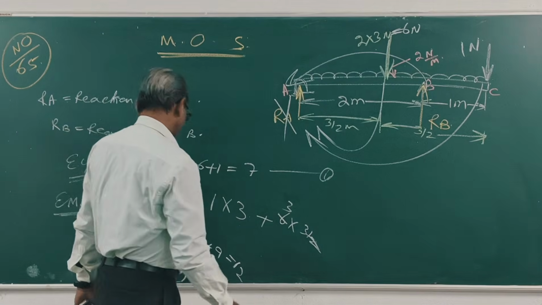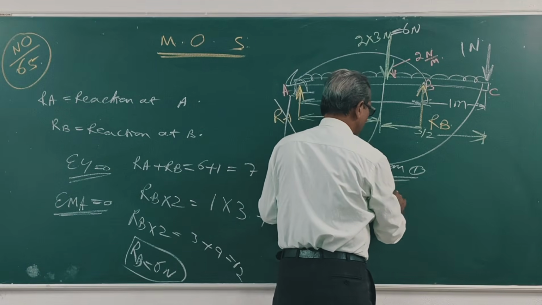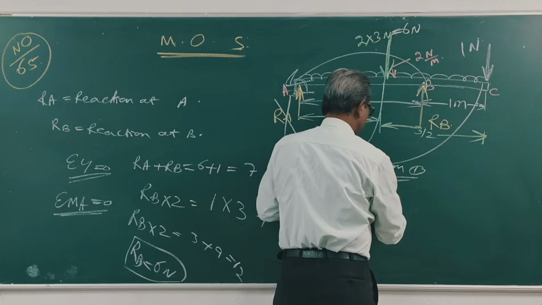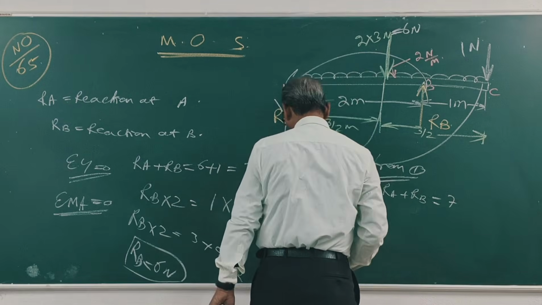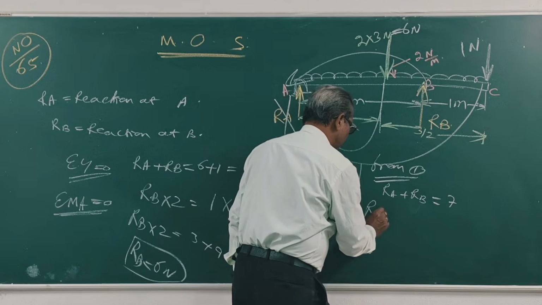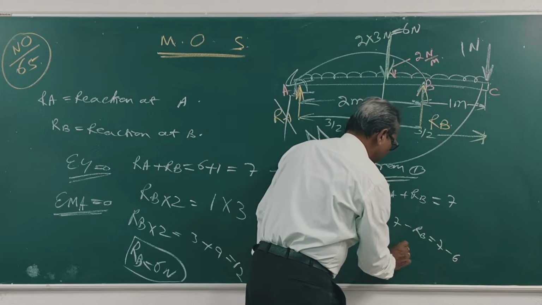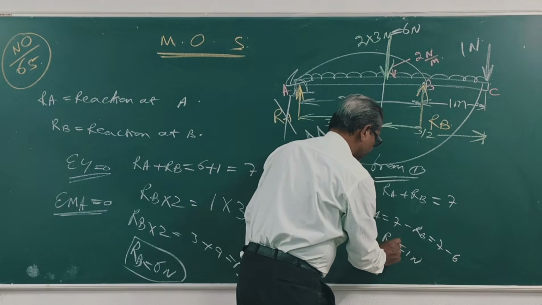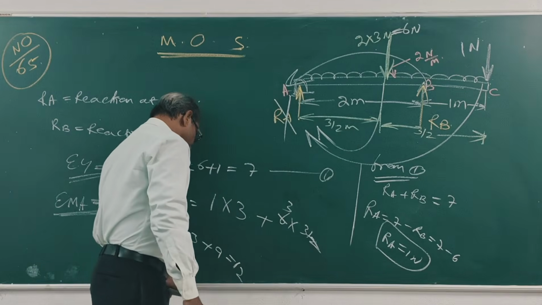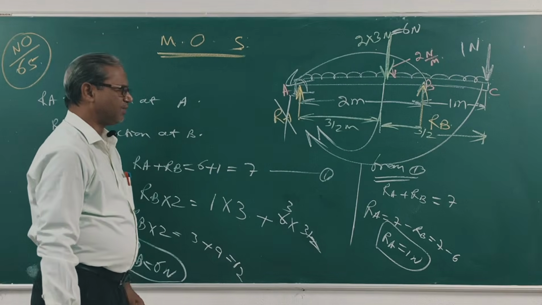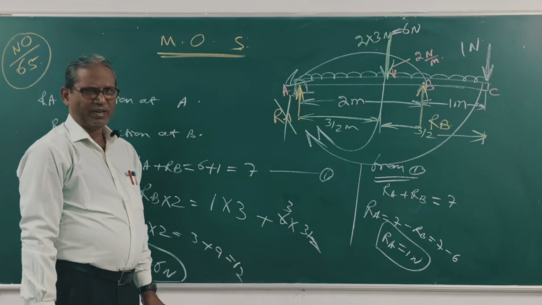Now, what is RA? From equation 1, RA plus RB is equal to 7. What is RA equal to? 7 minus RB, 7 minus 6 is equal to 1 Newton. RA is 1 Newton, RB is equal to 6 Newton. Clear? Now we'll find out the shear force at the points A, B and C.